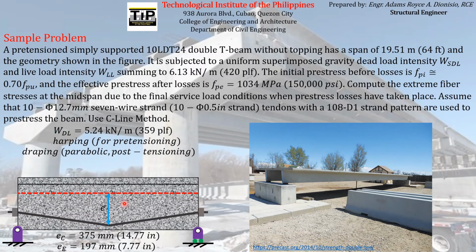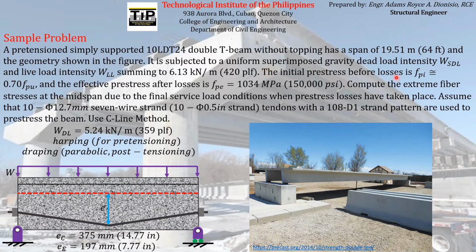And the self-weight of the pretension beam is actually given as well, equal to 5.24 kilonewton per meter. So it carries its own weight. And additional to that own weight, it is subjected to a uniform superimposed gravity dead load intensity WSDL and live load intensity WLL, summing to 6.13 kilonewton per meter. So the sum of the WSDL and the WLL is equal to 6.13 kilonewton per meter.